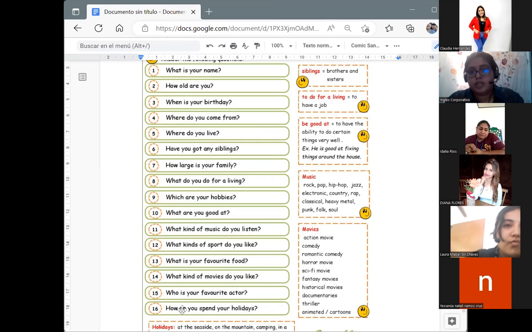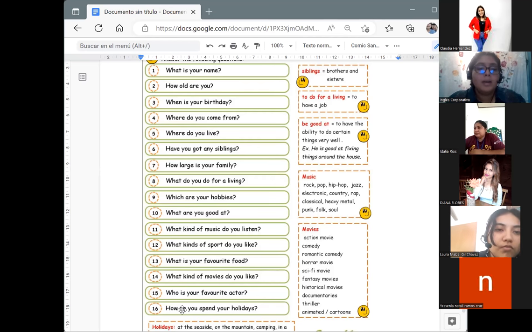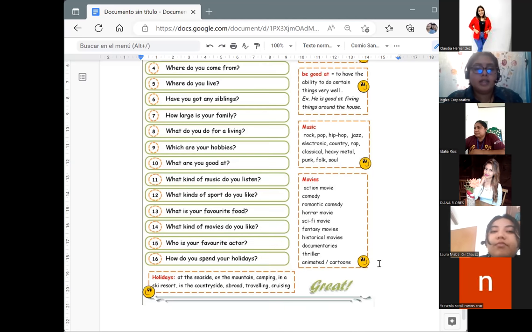Who is your favorite actor or actress? ¿Quién es su actor o actriz favorita? Aquí podemos introducir actores y actrices. And how do you spend your holidays? ¿Cómo pasan ustedes las vacaciones? And in the last part, we have at the seaside, en el mar, en la playa, on the mountain, en la montaña, camping, acampando, in a ski resort, en un hotel donde puede hacer esquí, in the countryside, en el campo, abroad, en el extranjero, traveling, viajando, cruising, en crucero, o haciendo cualquier actividad que a ustedes les guste.